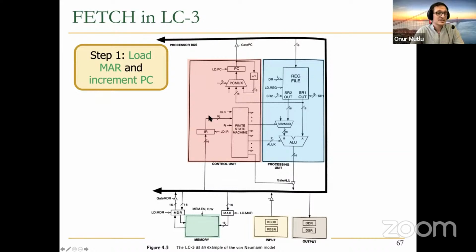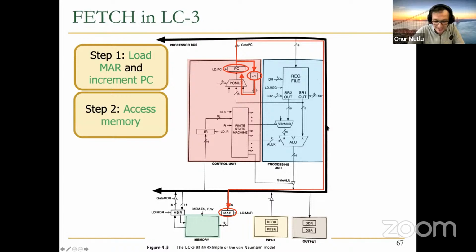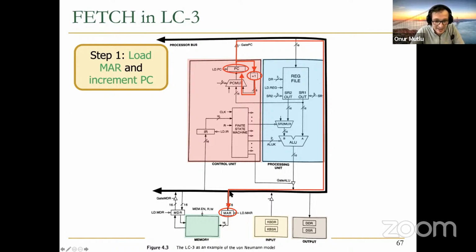Okay, basically the first step is to load the MAR and increment the PC. So what do we do? We take the program counter, gate it onto the bus, which means that we need to enable this control signal so that the program counter value gets gated onto the bus and it travels, and at the end of the clock cycle, gets latched to the memory address register. And you need to enable the load memory address register signal so that that happens. So that's the first step.